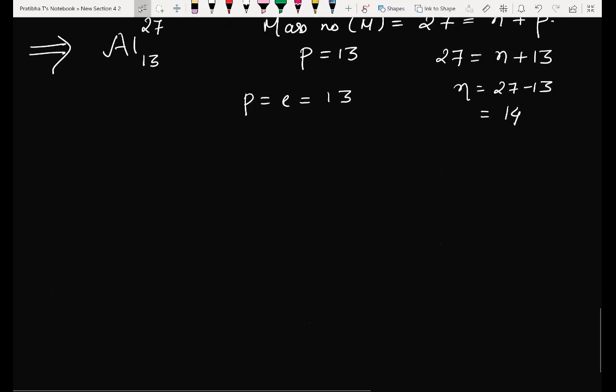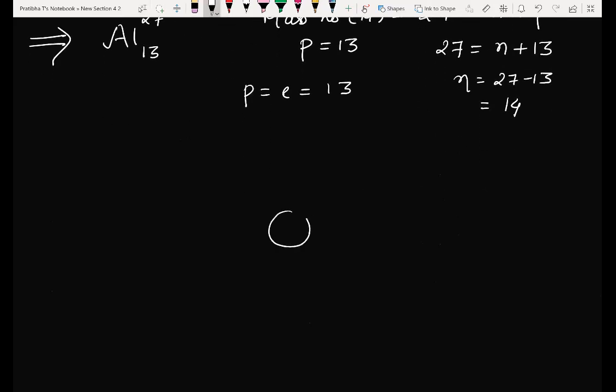Let's draw the example, the electronic structure. Now we are going to discuss the places of the electrons. There are 13 protons and 14 neutrons, and these 13 protons and 14 neutrons are going to stay in the nucleus. Since the neutron does not have any charge, the nucleus will contain the positive charge.